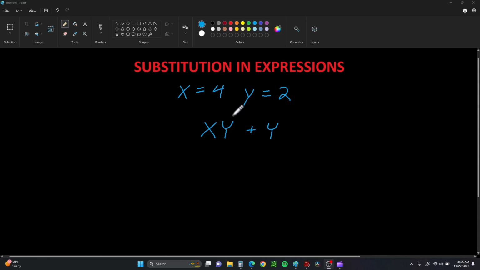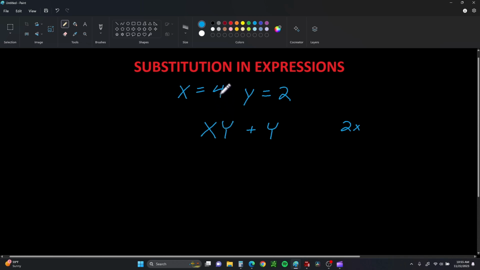So in this example, I have both an x and a y that are defined. X is 4 and y is 2. And then I have an expression that says xy plus y. Well, when a letter's next to another letter, just as if I had a number next to a letter, it means 2 times x. This means x times y.